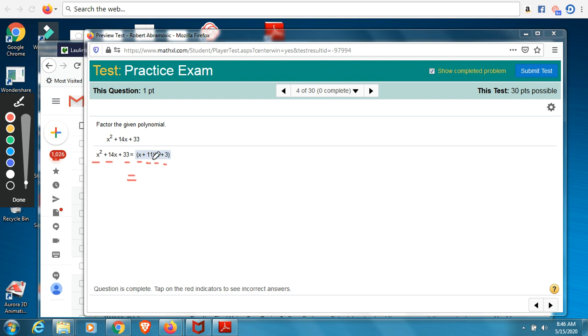Now, why is this the case? Well, to factor this, we need to find two numbers that add up to 14 and multiply to 33. 11 times 3 is 33, and 11 plus 3 is 14. And therefore, the quadratic function x squared plus 14x plus 33 is equal to x plus 11 times x plus 3.